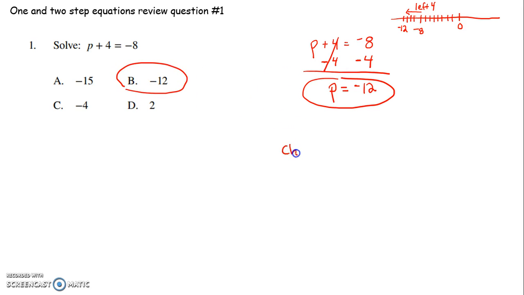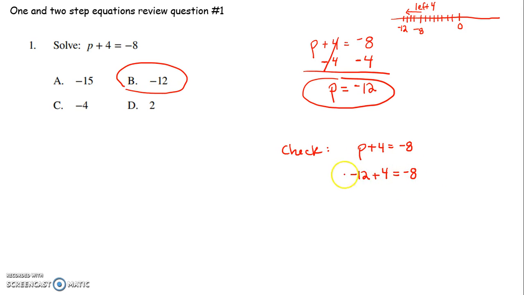I could always show a check. To show my check, I do p plus 4 equals -8. You write down the original equation to show your check. You substitute in place of p whatever we came up with for p. So in place of p, I'll put a -12. So -12, and then everything else stays the same. Plus 4 equals -8. Now you try to cover up this side. You're not doing anything with that side.